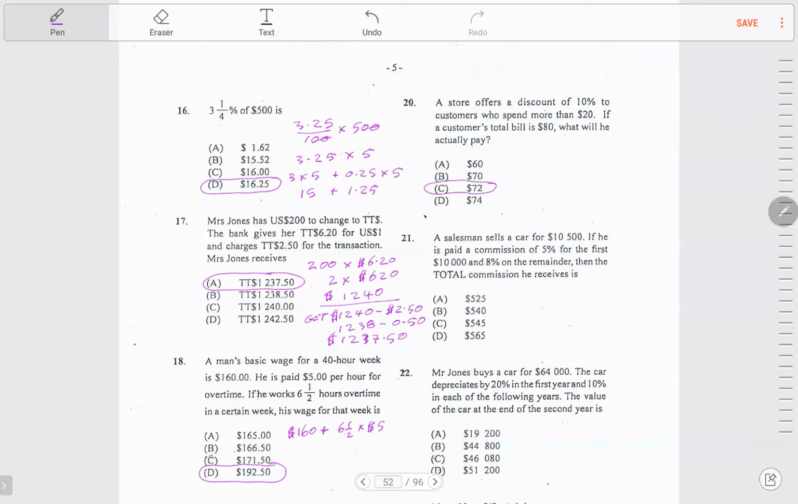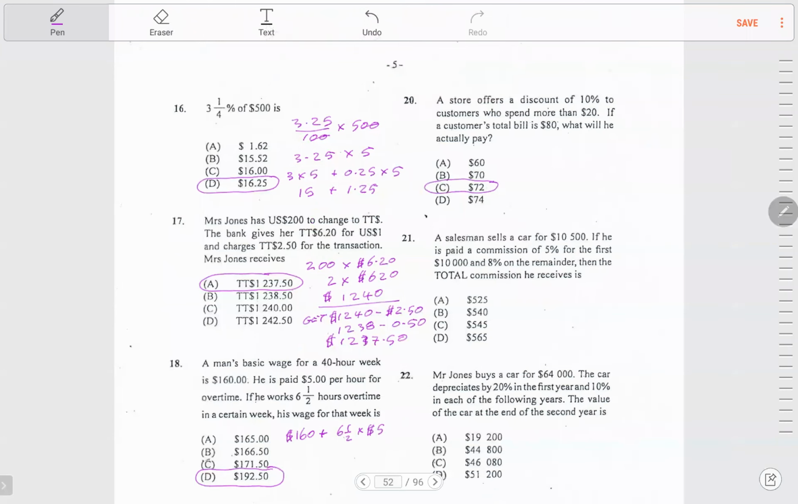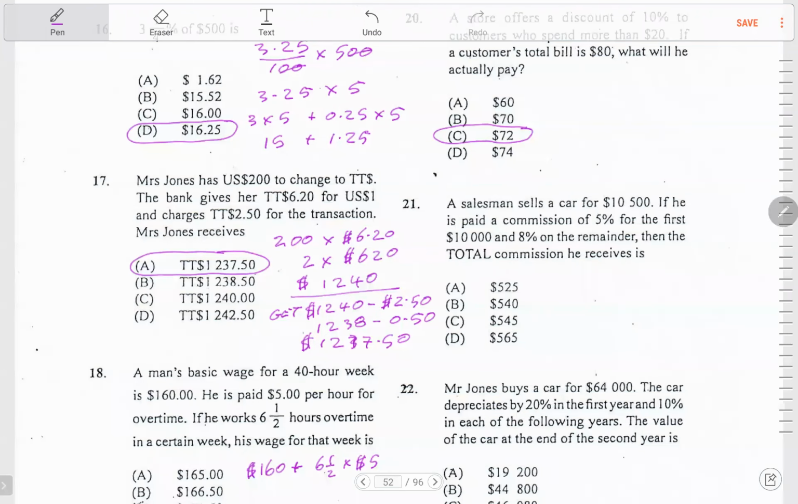All right, I did it already, so you can look back. Also did this one, did we? It says a salesman sells a car for $10,500. If he's paid a commission of 5% for the first $10,000 and 8% for the remaining, what is his commission? Okay, this one is kind of different.